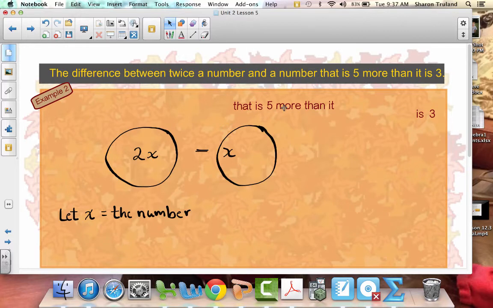5 more than it. Who does it refer back to? It refers back to the number. So 5 more than it is, there's my equal sign, 3.